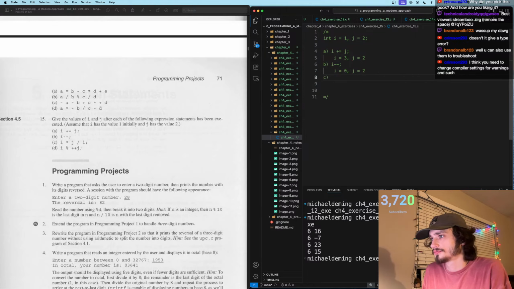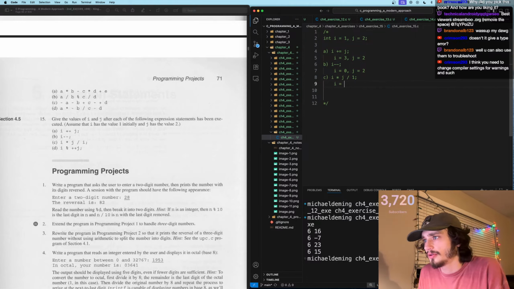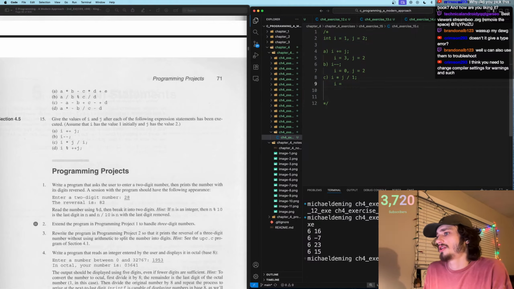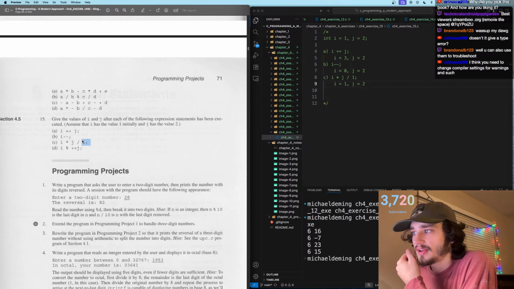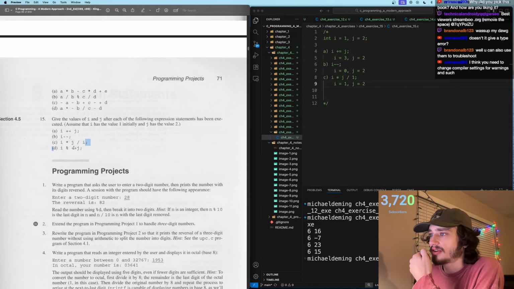C, I times J divided by 1. So I think I is going to equal, well, we're not actually assigning I and J to anything, so I would equal 1 and J would equal 2. Because we're actually not overriding their values anywhere and saving them. Same with this one, except for here.